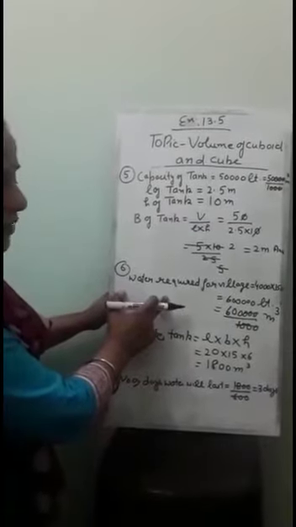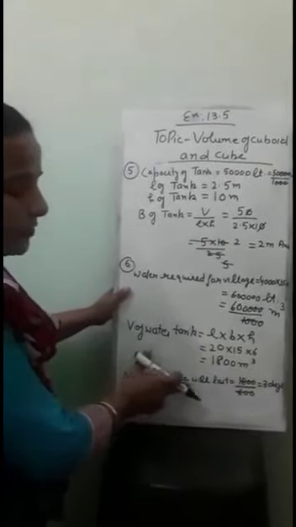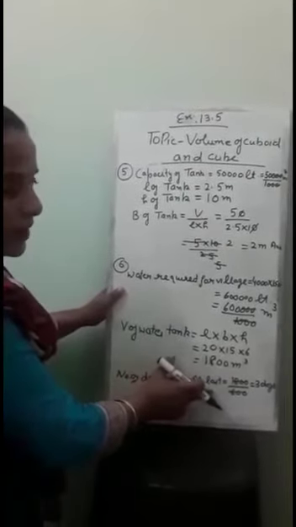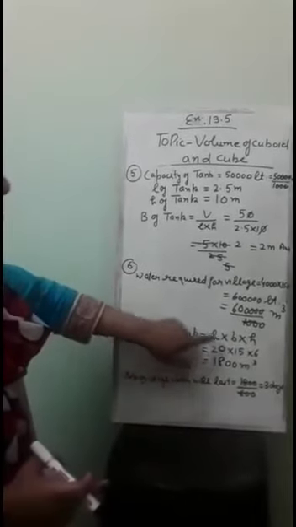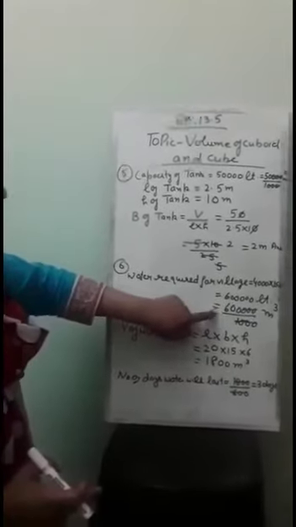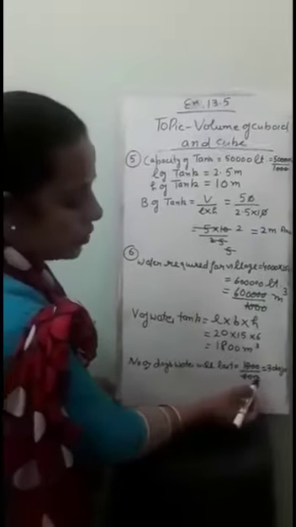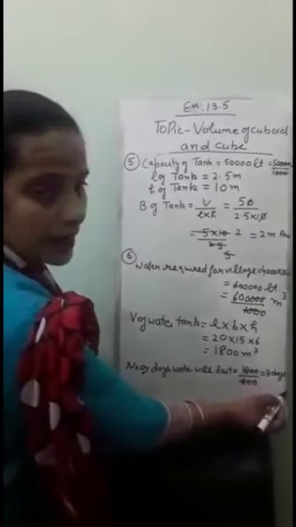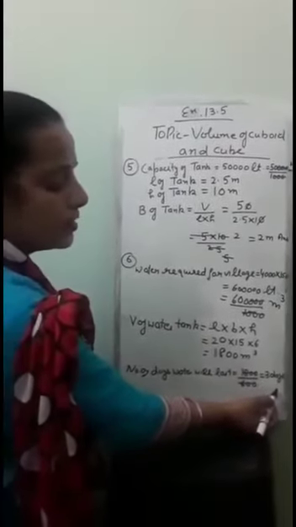Clear? So what you will do, if you want to find the number of days the water will last in the village, you will divide the volume of the tank with the water requirement. Means 1800 divided by 600. Do the cutting, you will get 3 days.